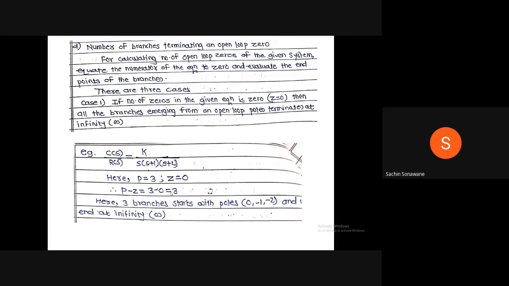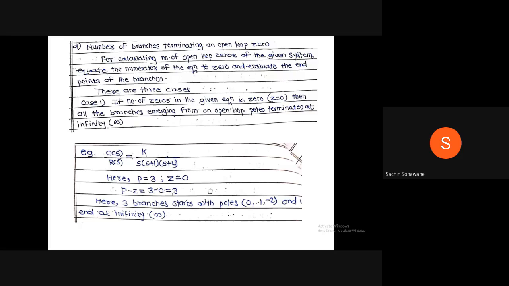Number of branches terminating at open loop zeros. For calculating the number of open loop zeros of the given system, equate the numerator of the equation to 0 and evaluate the end points of the branches. There are 3 cases. Case 1: if the number of zeros in the given equation is 0, then all the branches emerging from open loop poles terminate at infinity.